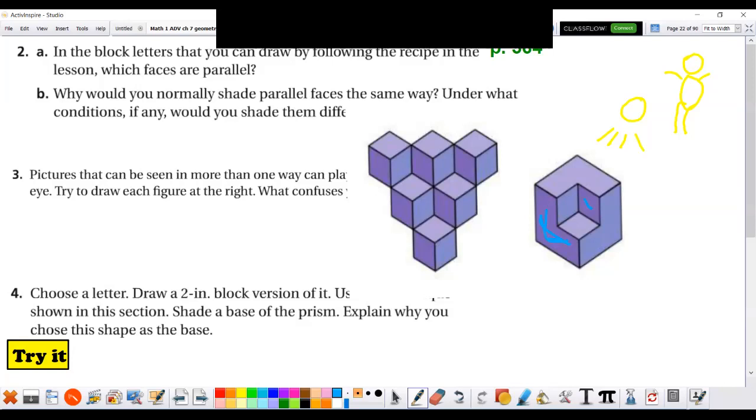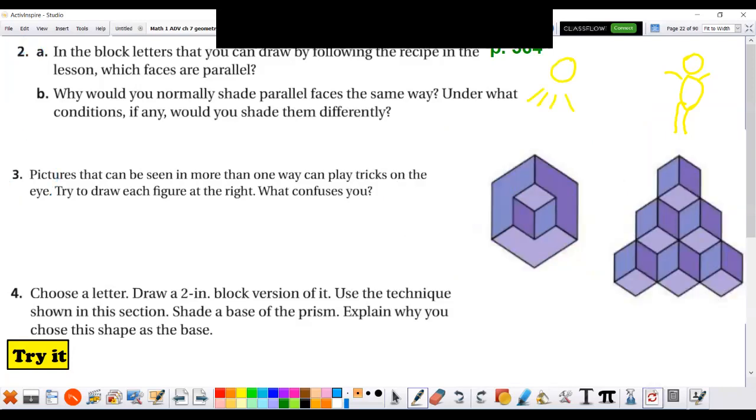There's not much for you to really write down for 2 and 3. It's more of a discussion. But okay, you can do number 4. Once again, you're going to choose a letter, make it 2 inches tall, and try to draw 3D. Next slide.